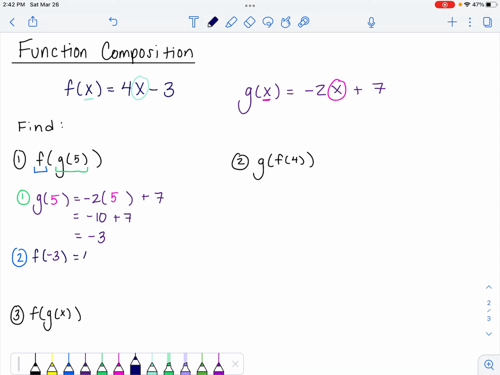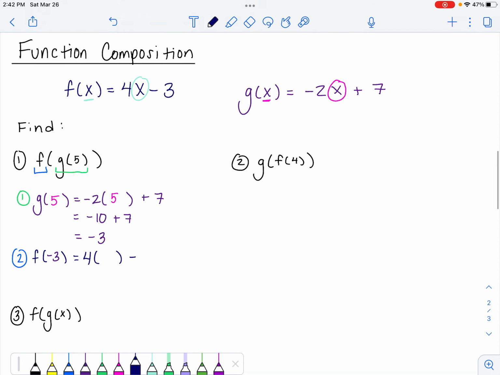So for f, we're doing 4 times our input value and then minus 3, and we are plugging in negative 3. So 4 times negative 3 gives me negative 12, and then I'm going to subtract 3, so that's going to give me negative 15. So my final answer up here is going to be negative 15.